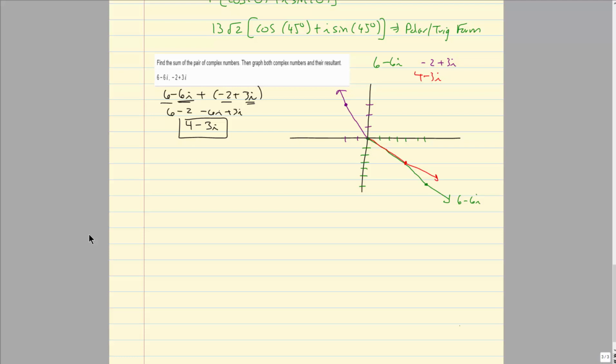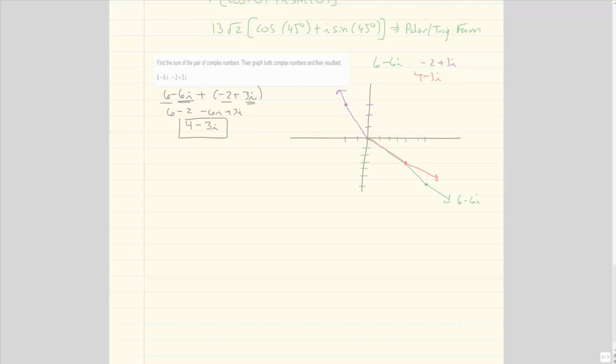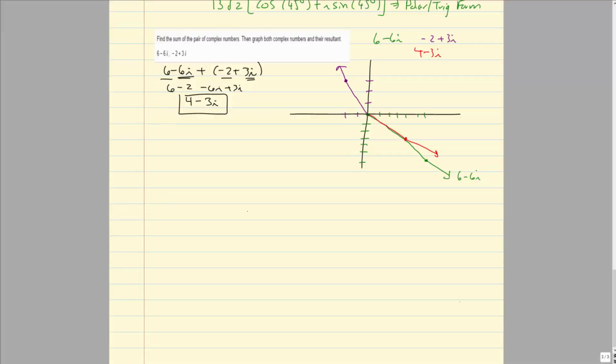Let's look at some other examples where we're converting in the other direction. This one we'll be looking at taking a complex number in polar or trigonometric form and rewriting it in rectangular form. Again, knowing your unit circle is going to be very important here.